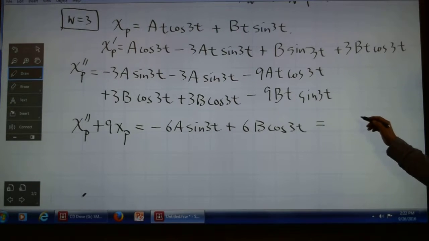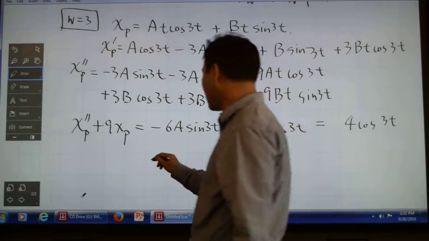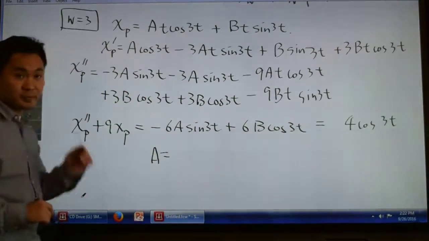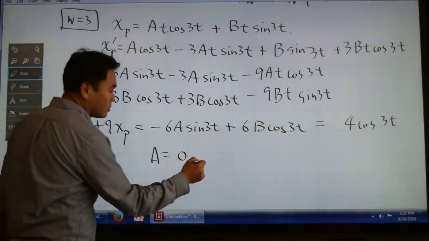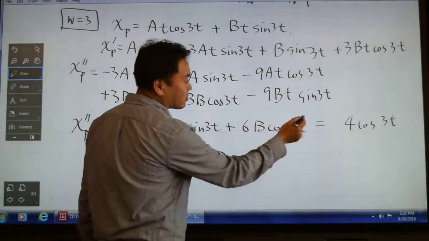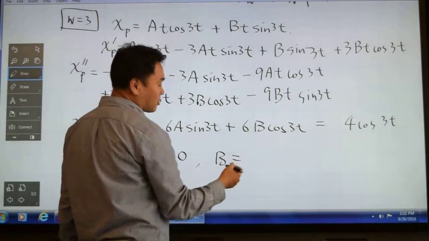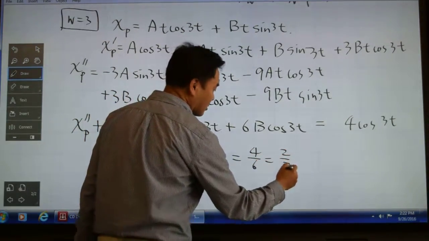What is it supposed to equal to? 4 cosine 3t. Because w is 3, and the right side is 4 cosine wt. So that immediately says A is 0. B is... 6b is 4, right? Since 6b is 4, b is 4 over 6, which is 2/3.